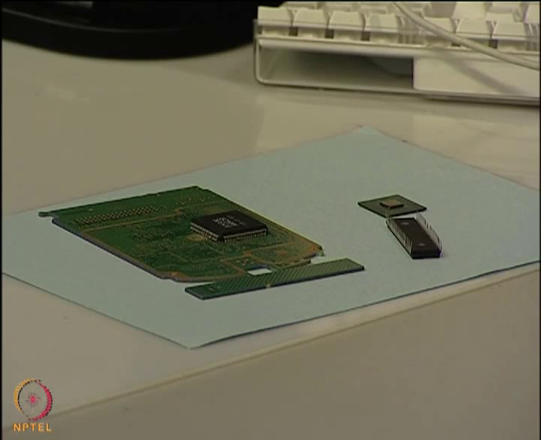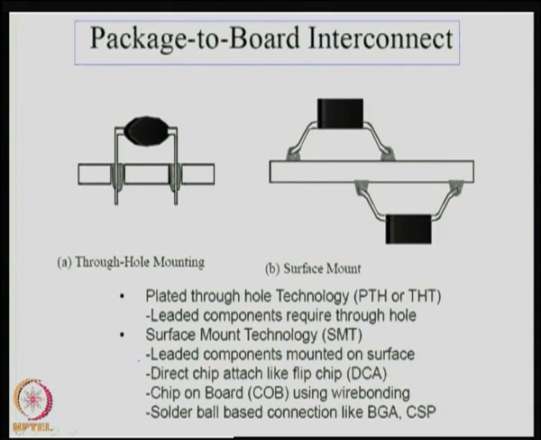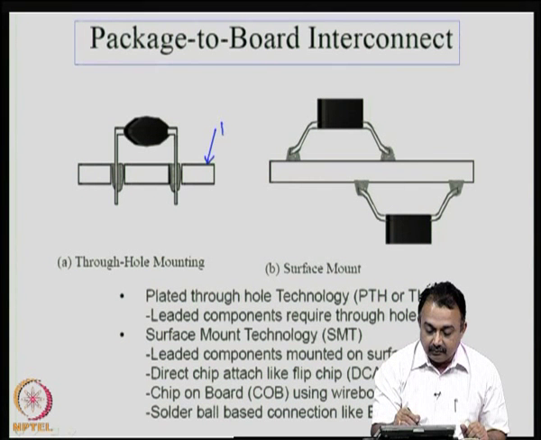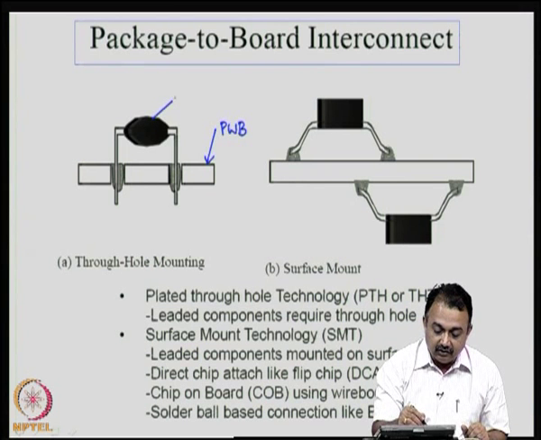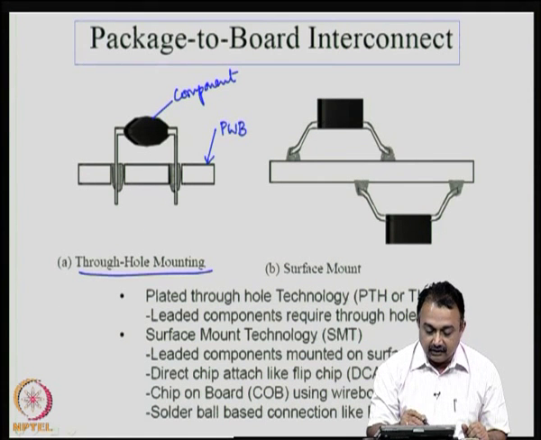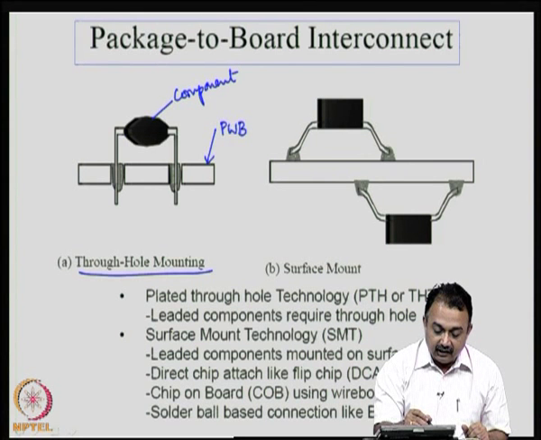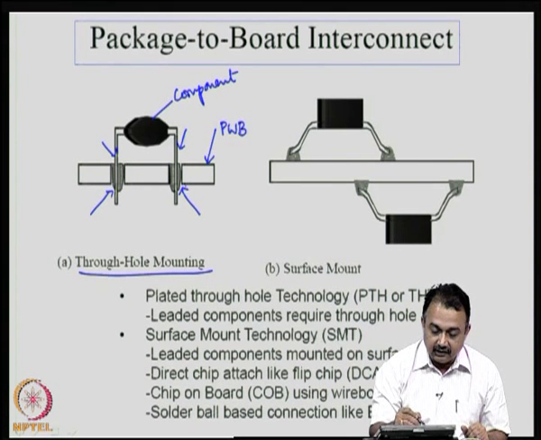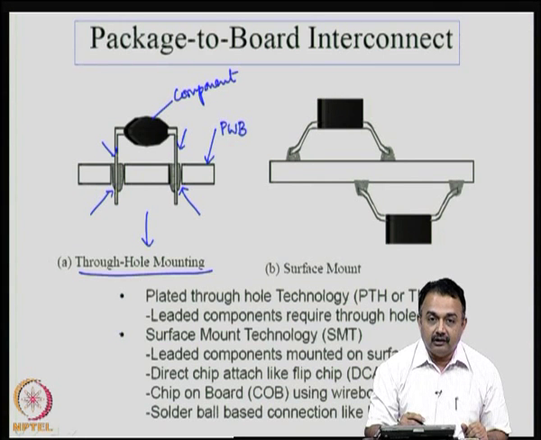If you look at package to board interconnect, this is the second level interconnect. If you look at this figure, this is your printed wiring board and this is your component, the package. These are known as through hole packages. This component has leads which are very long and these need to be inserted through the holes present in the printed wiring board. These interconnection choices are known as through hole mounting interconnects.